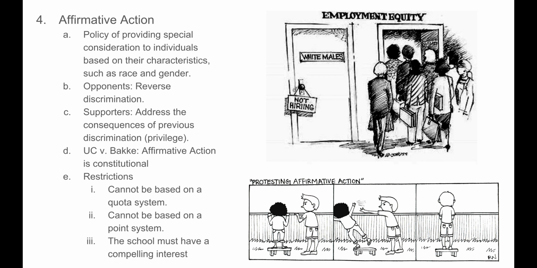You can't say, well, 20% of our student body must be Black and 50% of our student body must be female and so forth. You can't base it off that. It can be a consideration. It just cannot be the primary factor, and especially cannot be through that number-based system. It can't be based on a point system either. So the school must have a compelling interest as well. All these things combined, it can be a factor, it cannot be the primary factor, and it cannot just be a numbers factor.